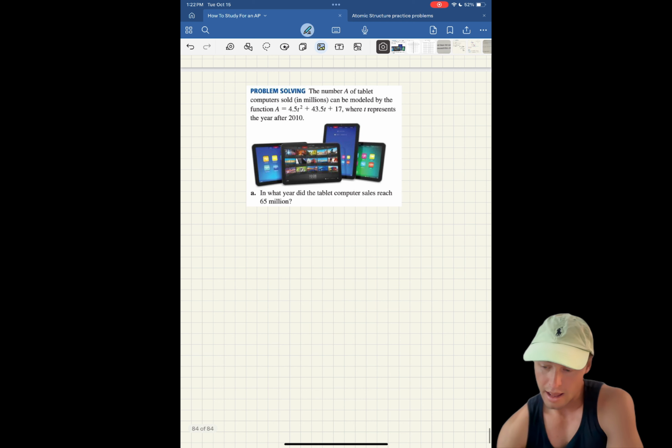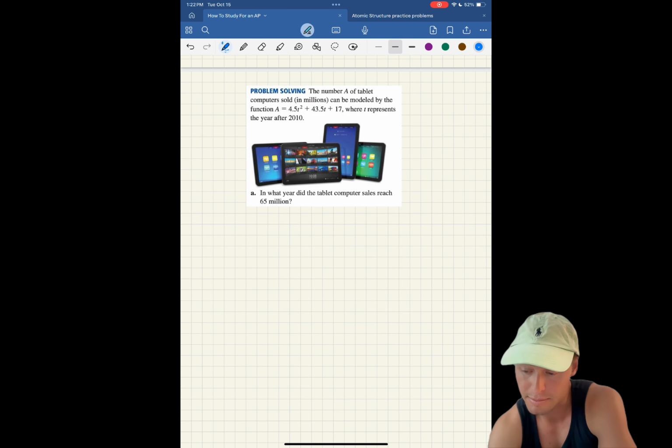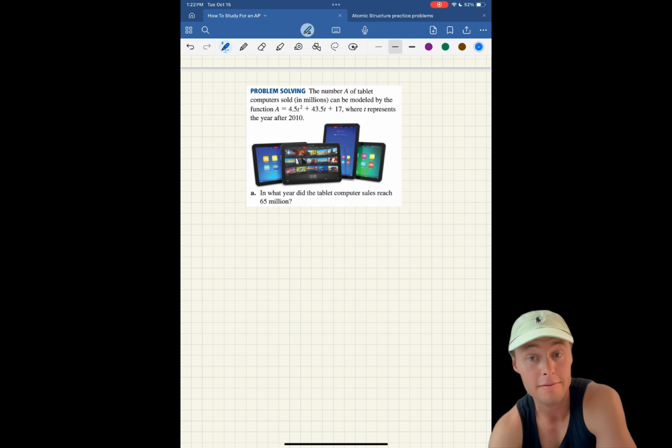The number A of tablet computers sold in millions can be modeled by the function A equals 4.5t squared plus 43.5t plus 17, where t represents the year after 2010. In what year did the tablet computer's sales reach 65 million?